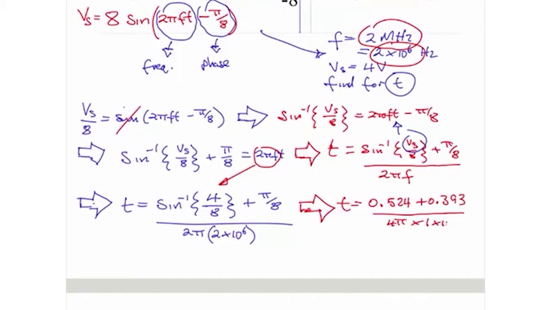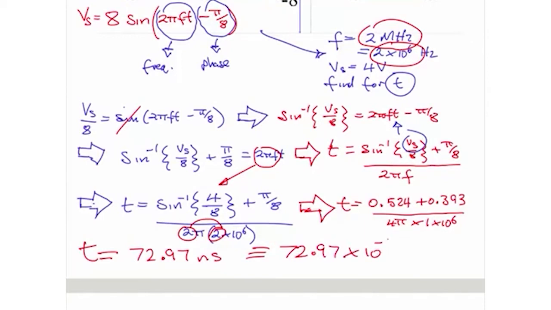all over 4 pi times 1 times 10 to the 6. Probably easier way for you to put it in on your calculator. You notice the 4 appeared because we've got this 2 times this 2 here. Okay, and we should have an answer. T equals 72.97 nanoseconds, which is equivalent to 72.97 times 10 to the minus 9 seconds.